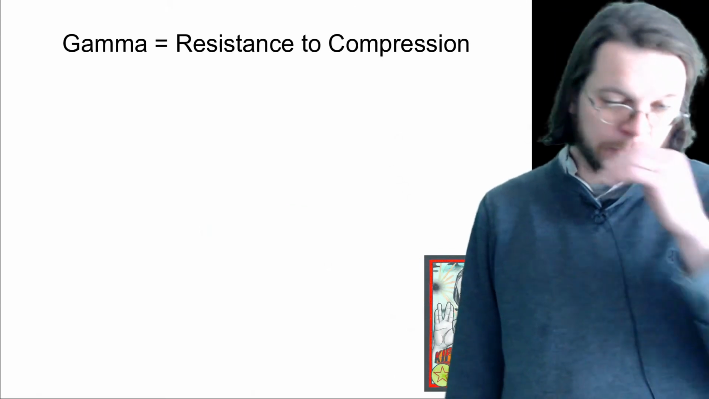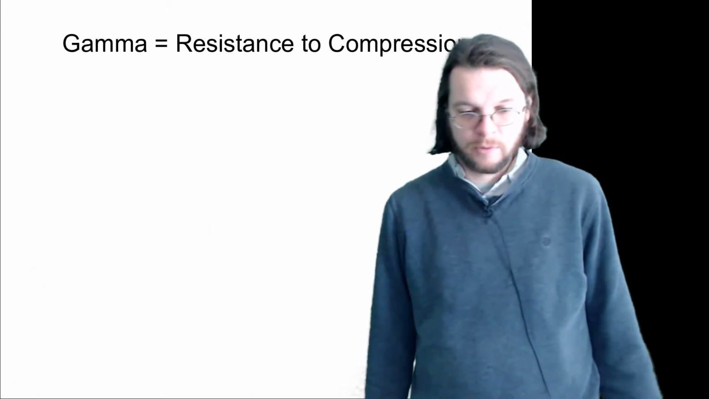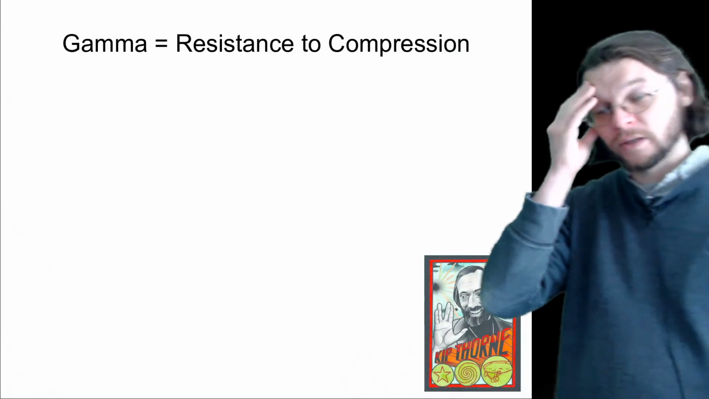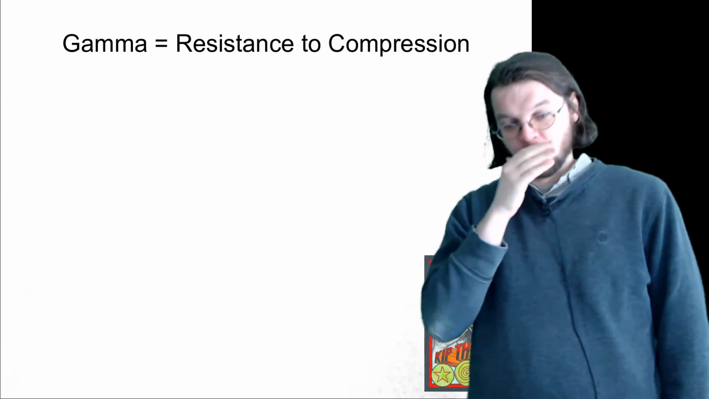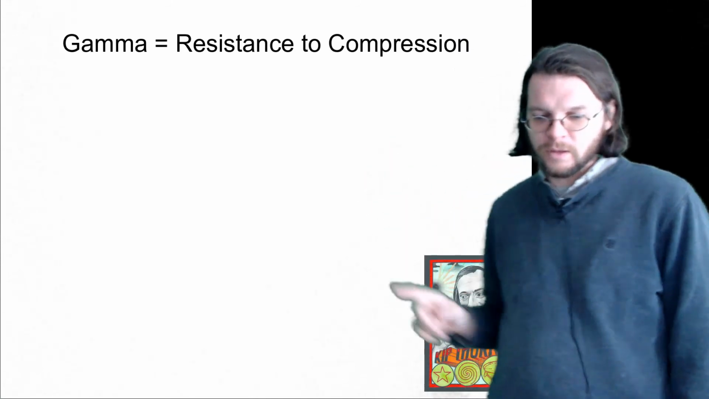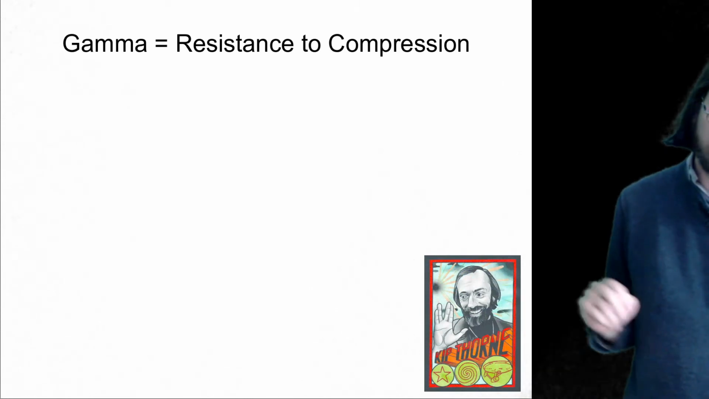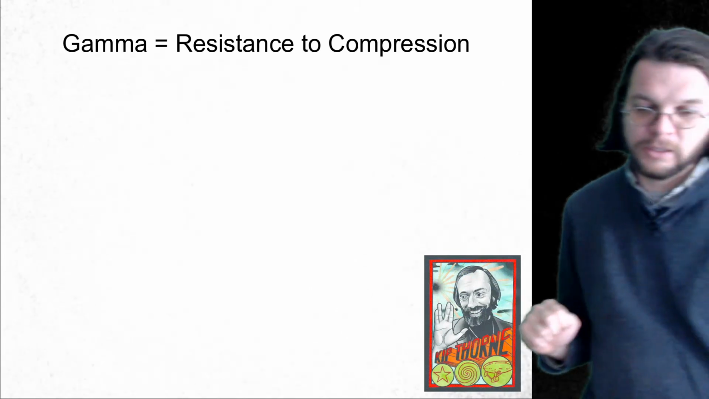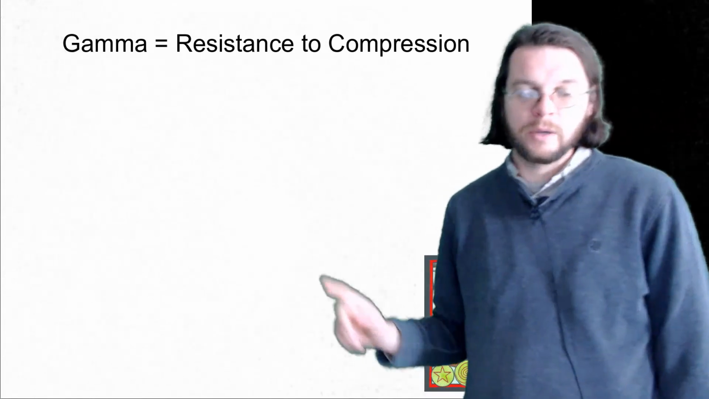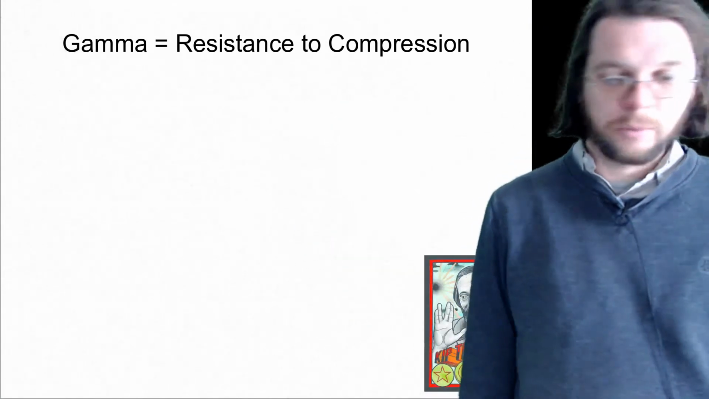I like to call gamma resistance to compression, which is something that Kip Thorne came up with. So Kip Thorne here is the brains behind the movie Interstellar, which is not my favorite movie. He also won the Nobel Prize for gravity waves in 2017, and he was very good friends with Stephen Hawking.